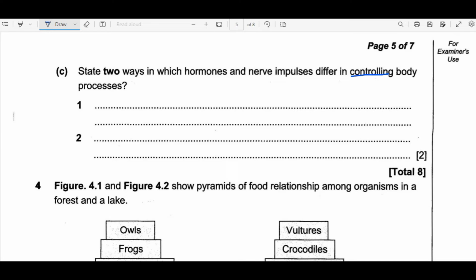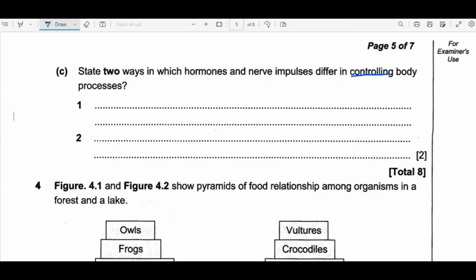So the other sensitivity of biology is that sometimes you may fail biology, not because you didn't study, no, because you didn't understand the question fully. So make sure as you are answering your biology paper, please make sure you understand the question fully. So this question is all about controlling. We are not interested where they are produced now.